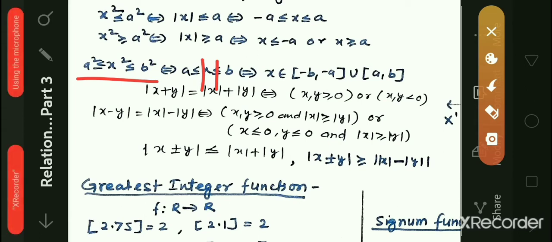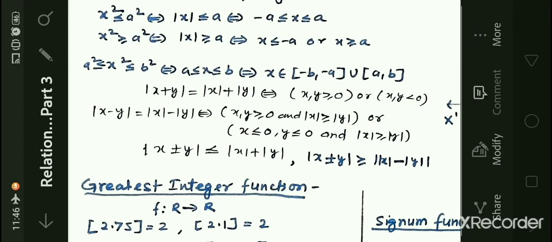Now another property is mod of x plus y is equal to mod x plus mod y, and this is implies and is implied by x times y is greater than or equal to 0 or x times y is less than or equal to 0. Okay, so these are a few properties. You must note these all. I hope it is clear to all of you.